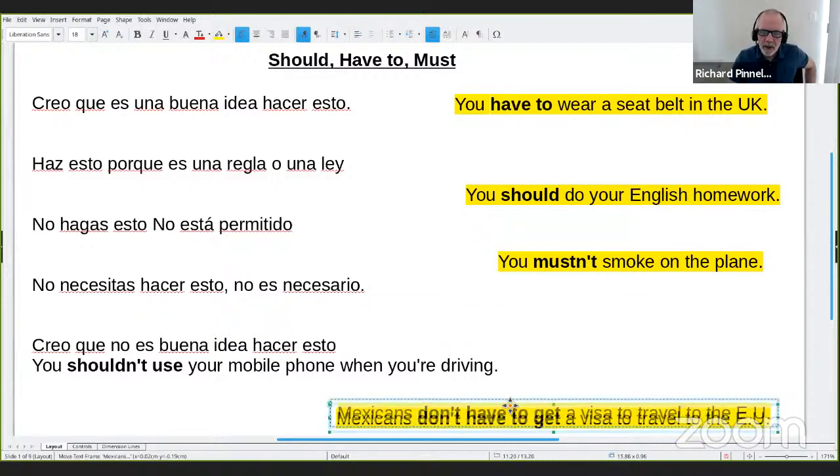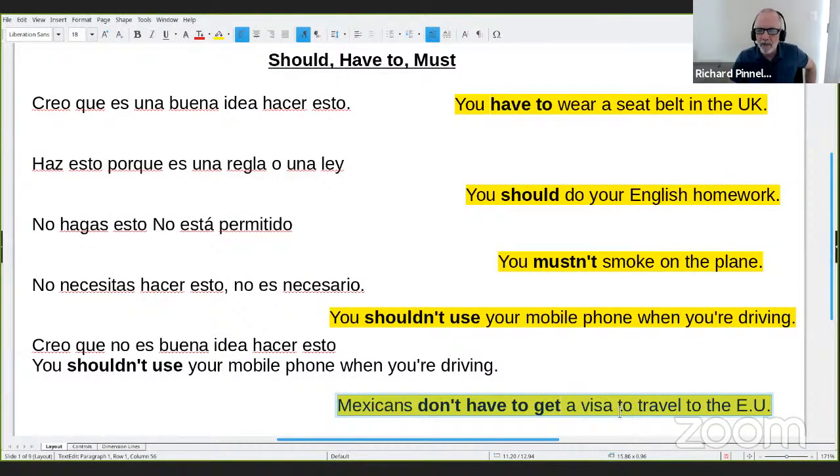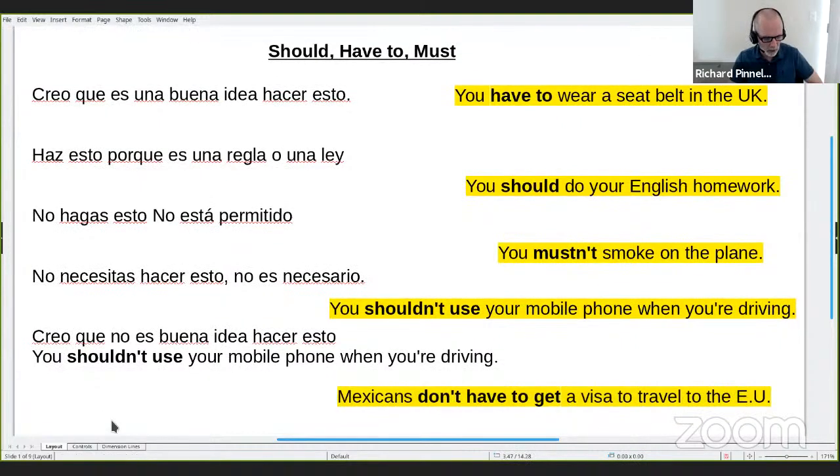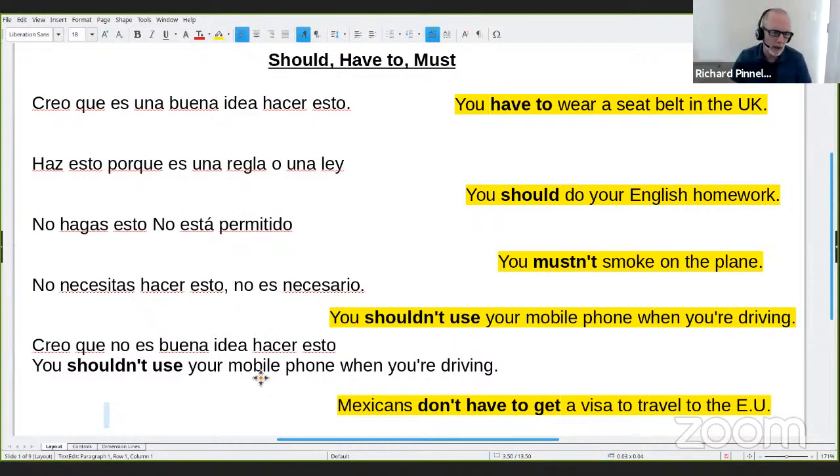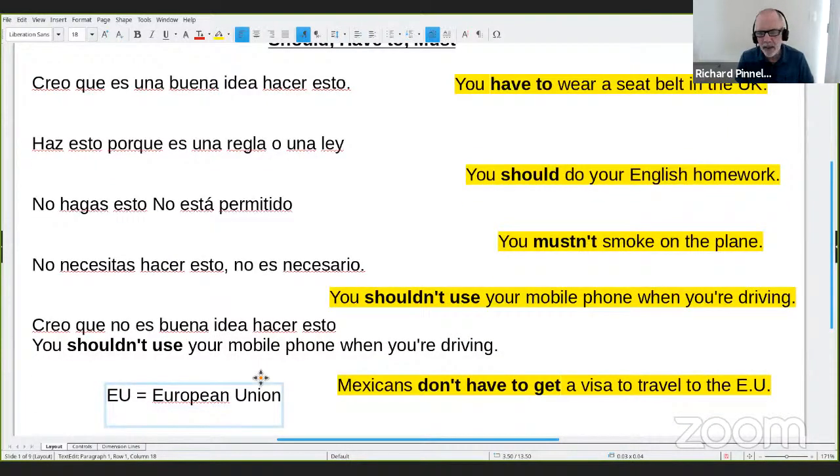And the last one, Mexicans don't have to get a visa to travel to the EU. Here, EU is European Union, no es Estados Unidos. In Spanish, EU is Estados Unidos. In inglés, EU is European Union. And United States, Estados Unidos, is U, sometimes abbreviated to USA or US. United States.